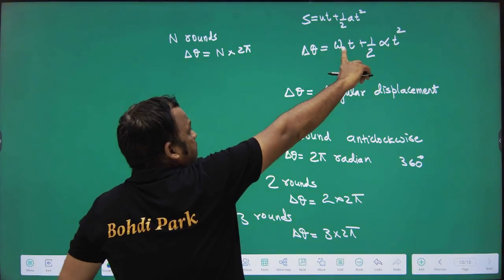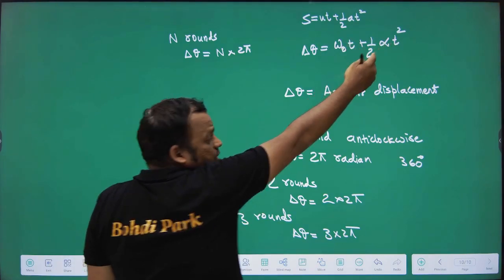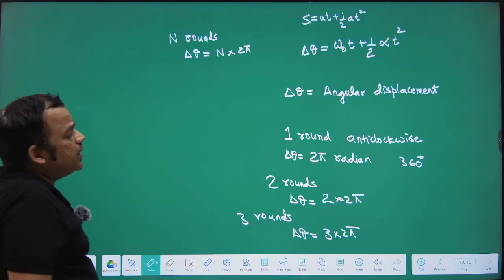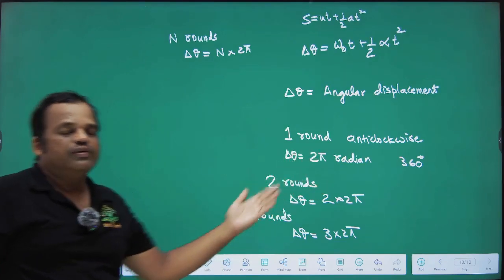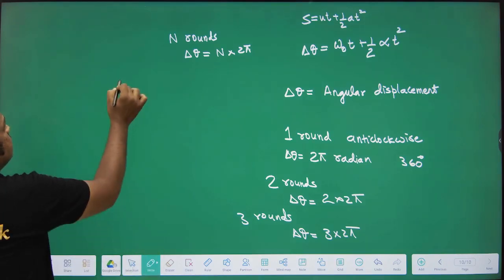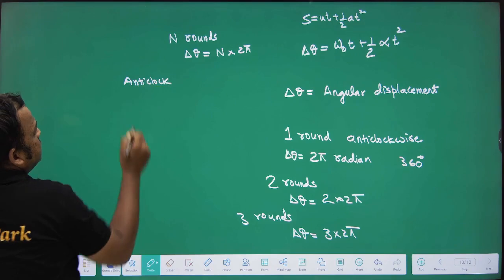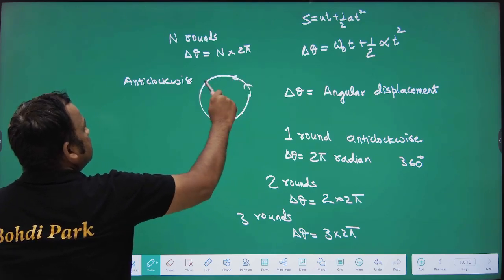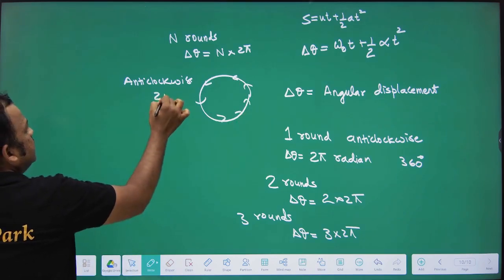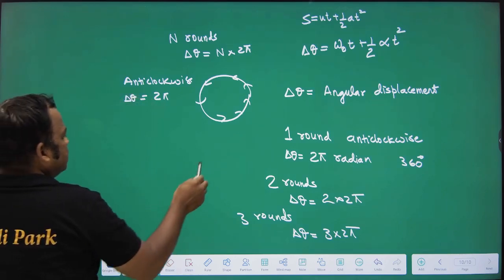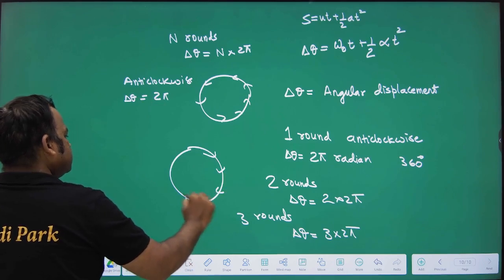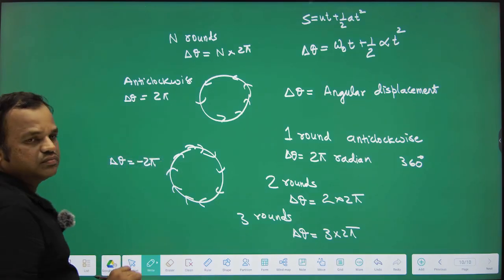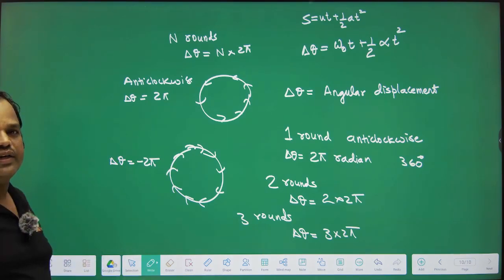Initial angular velocity, time taken and alpha we have discussed already. Now we will focus on delta theta. If it is anti-clockwise, delta theta will be positive. If it is clockwise, delta theta will be negative. Suppose one round is taken anti-clockwise, so delta theta will be 2 pi. If one round is taken clockwise, delta theta will be minus 2 pi. For clockwise it is minus 2 pi, for anti-clockwise it is plus 2 pi.